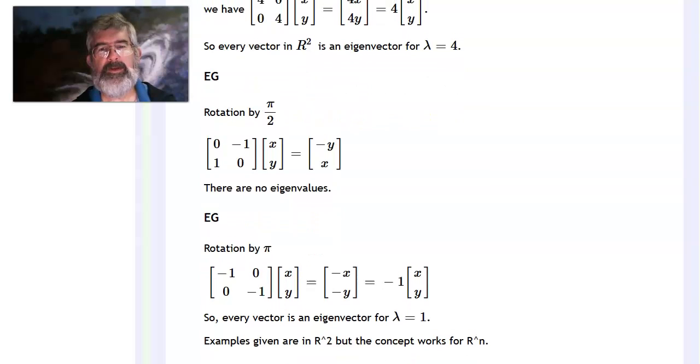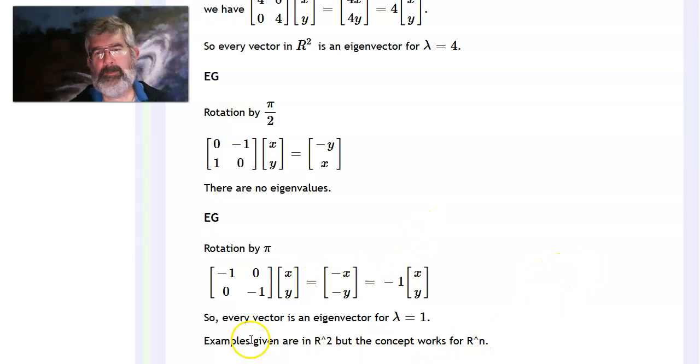Here's another example. This is a very special rotation. In general, rotations don't have eigenvalues, right? Vectors here get rotated, they're not pointing in the same direction. However, there's one special rotation that if you rotate exactly pi and you end up pointing in exactly the opposite direction, then minus 1 will be an eigenvalue. If I multiply by this matrix here, I get minus x minus y, and that's minus 1 times xy. So every vector is an eigenvector for the eigenvalue minus 1. In general, though, rotations don't have eigenvalues. Just this special one does.